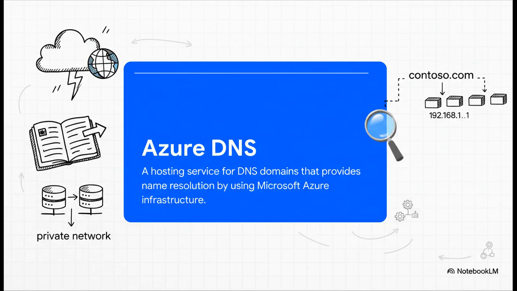Think of Azure DNS as the ultimate address book, not just for the internet, but for your own private networks too. Its one job is to take a name that we can all remember, like contoso.com, and translate it into an IP address that computers understand. Honestly, it's the invisible hero that makes pretty much everything else on the network possible.